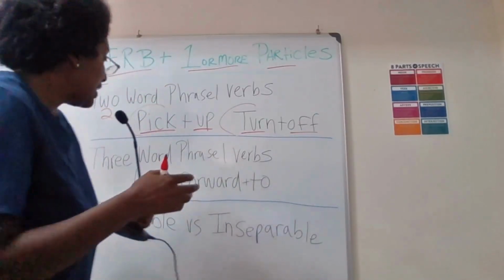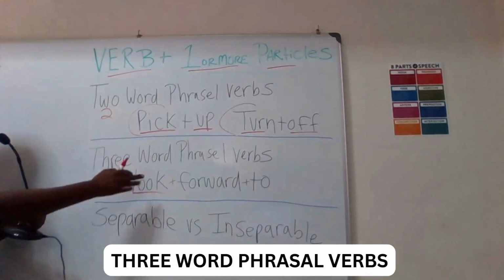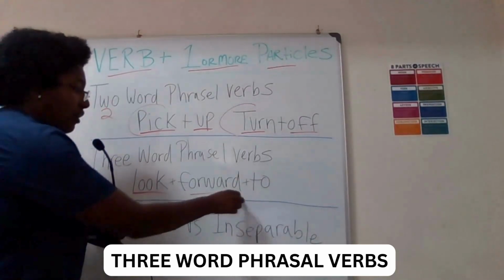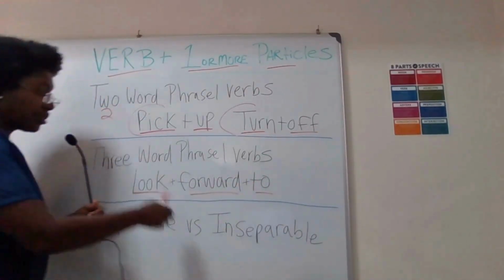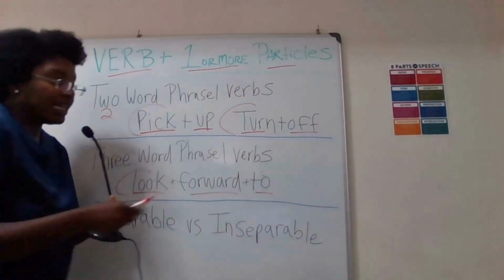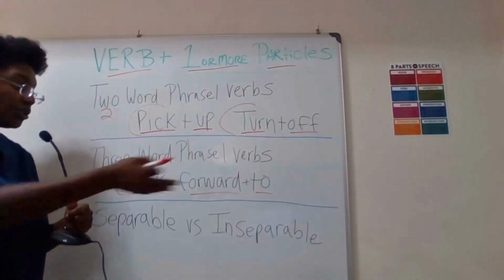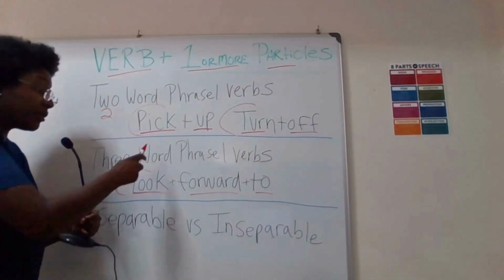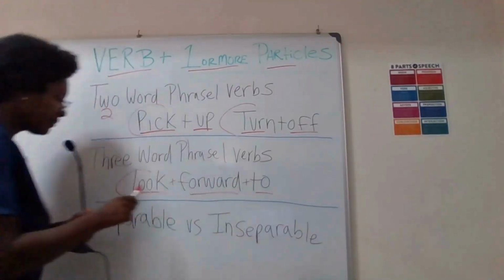Now we also have a 3-word phrasal verb. So here's an example. So we have the verb look, and then we have forward, adverb, and then we have to, preposition. Look forward to. This whole thing is called a phrasal verb. Is it different than the original verb? Yeah, look. Look could be like, you look at the boy, you look at the sunset. But look forward to completely changes the meaning.